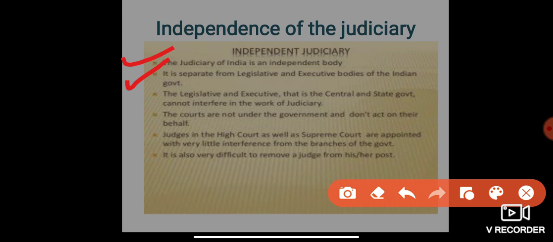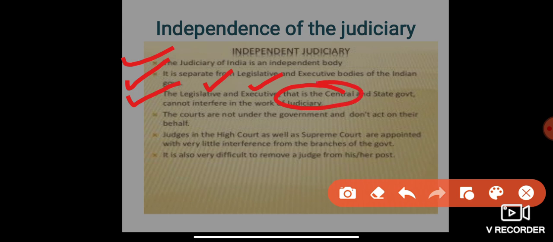Independent, in other words, means separate from the legislative and executive bodies of the Indian government. That is, the legislative and executive, the central and the state government, cannot interfere in the work of the judiciary. Since they have been given the freedom to set up an independent form of government, the legislative and the executive bodies cannot interfere in the work of the judiciary.